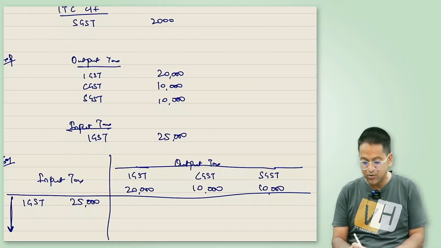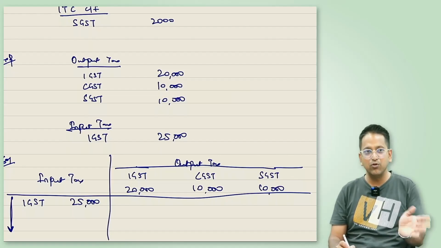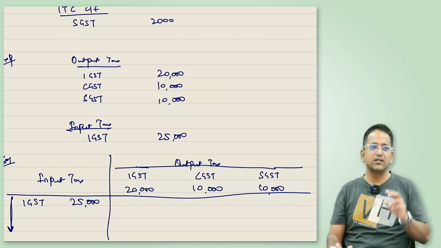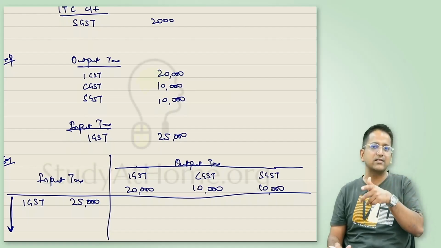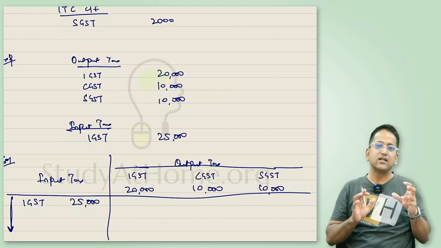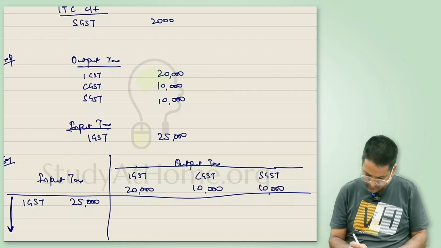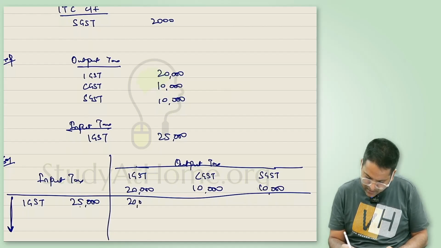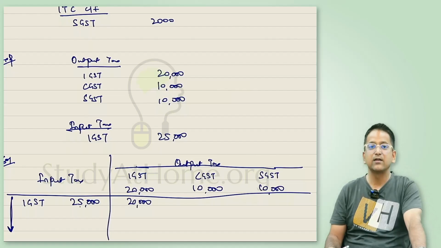Firstly, the IGST gets adjusted from all three. You know this. And all three taxes, meaning from IGST, all these are adjusted. CGST gets adjusted from CGST and IGST, and SGST from SGST and IGST. But from IGST, all are adjusted. So with 25,000 rupees, what will we do? We pay 20,000 rupees IGST. Now how much is left? 5,000 rupees.